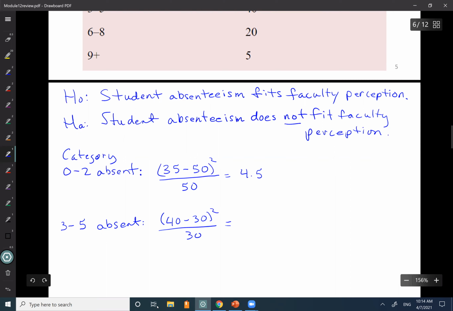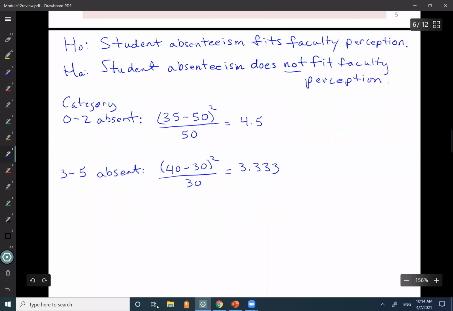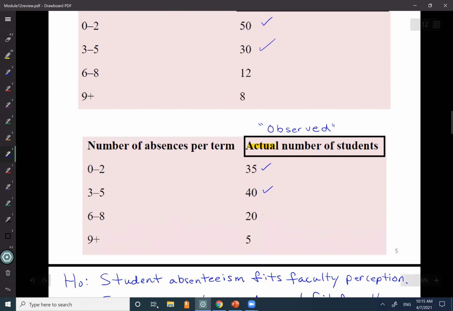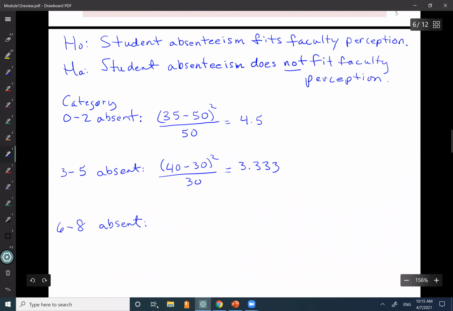I think you're going to see the pattern here. Next category was 6 to 8 days absent. And we'll go back up. We can see that it was observed as 20 and they expected 12. So 20 students subtract 12. Are you seeing the pattern here? It's going to be 5.333.